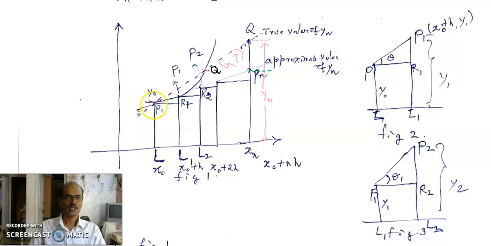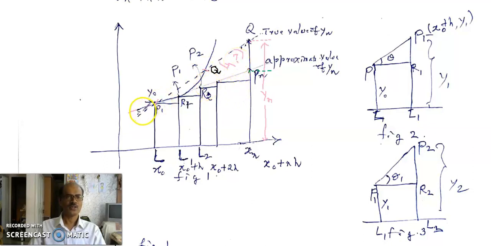I draw a tangent at this point. This is the tangential line. Again, I draw a line which meets the curve at Q and passes through x naught, y naught. So we require to know what is the ordinate of this point Q on this curve.